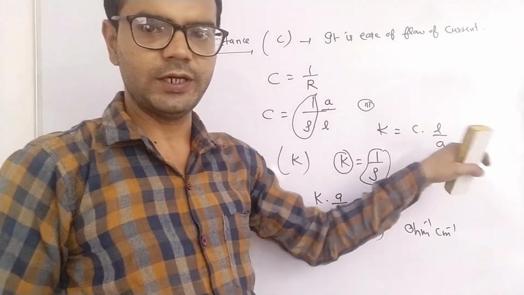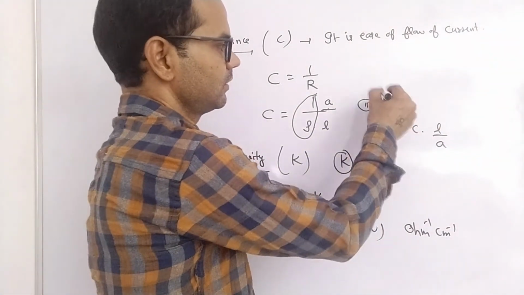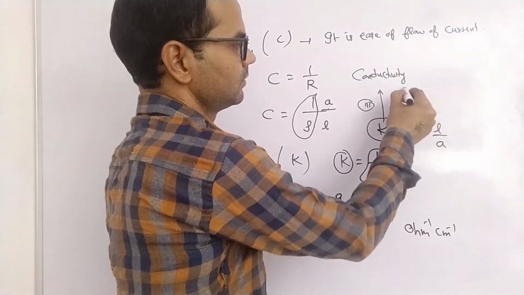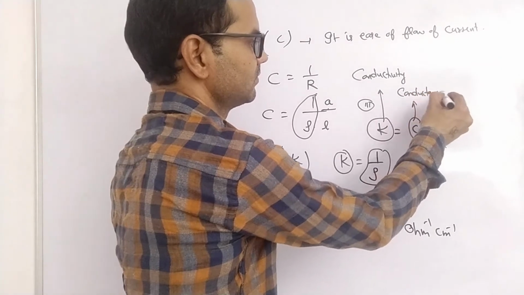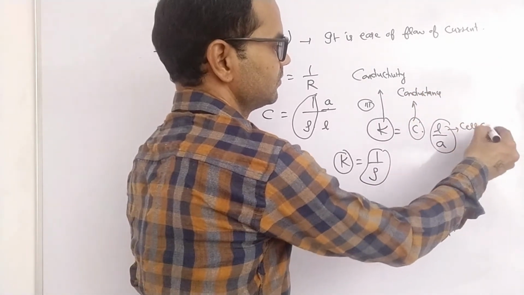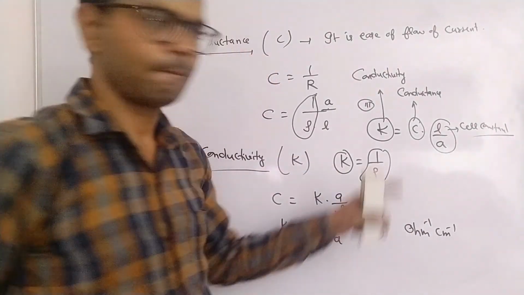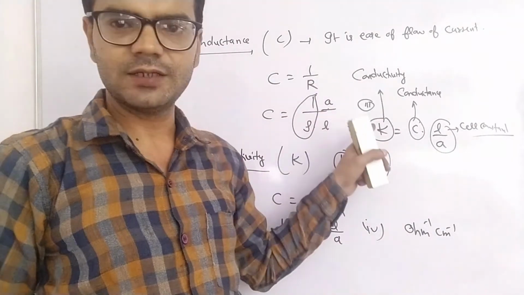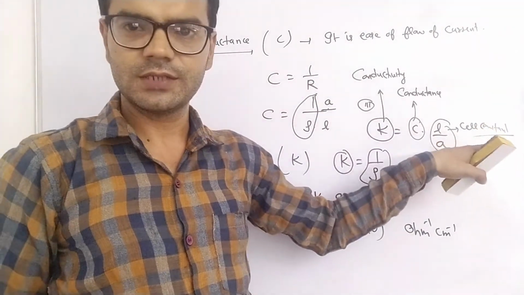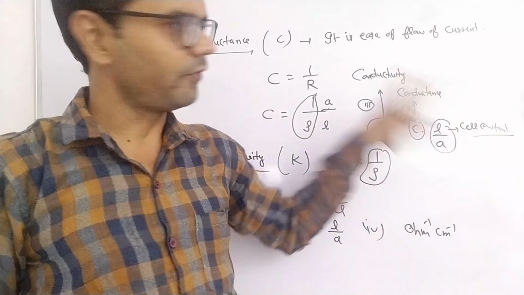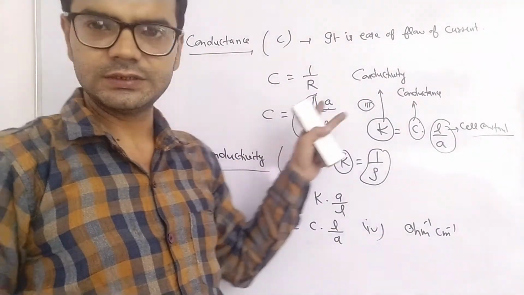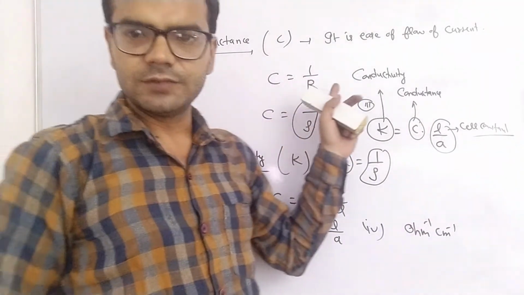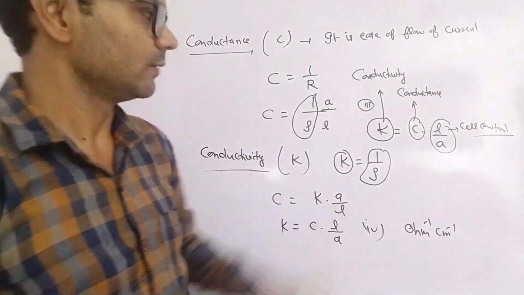K equal to C into L by A. K is conductivity, C is conductance, and L by A is considered as a cell constant. So conductivity is the product of conductance into cell constant. From one formula, resistance, we can conclude all these three formulas, right? I am going to give a short summary of all these formulas.